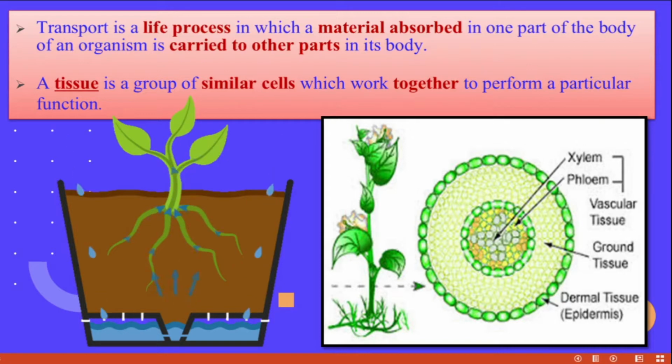You have to know what a tissue is. A tissue is a group of similar cells which work together to perform a particular function. Usually, cells are arranged in the tissue based on the functions to be performed by the tissue. For example, xylem needs to conduct water, which means xylem should be in the form of a tube. So xylem is made up of tubular cells. It forms like a tube, so water can pass through it.